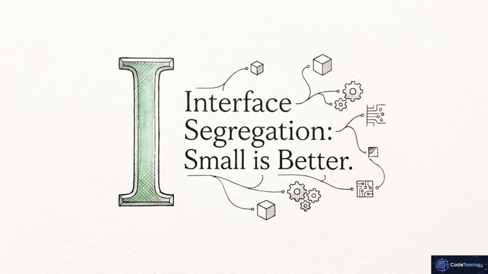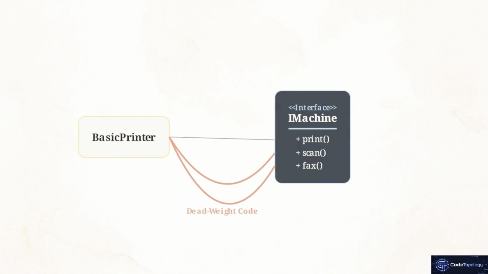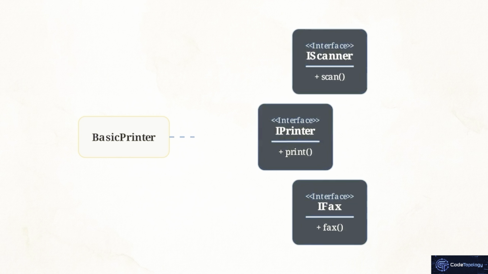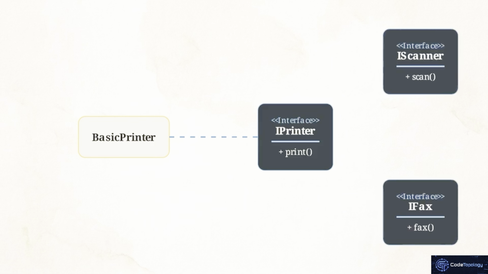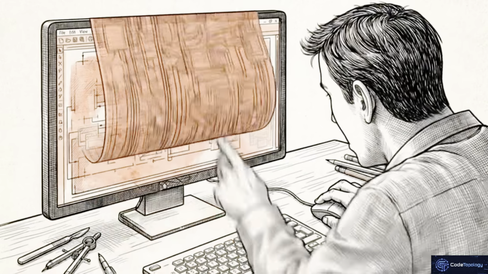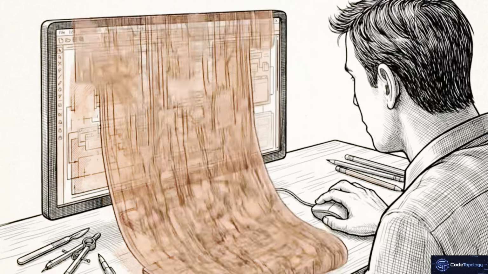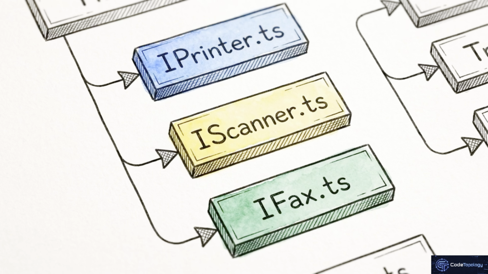Clients should never be forced to depend on methods they do not actually use. Watch what happens to this monolithic machine interface. When it forces a basic printer to carry deadweight code for faxing and scanning, we shatter it into 3 distinct, smaller interfaces. Bundling dependencies is like being forced into an expensive 500-channel cable package when you only want a single network. It's inefficient.